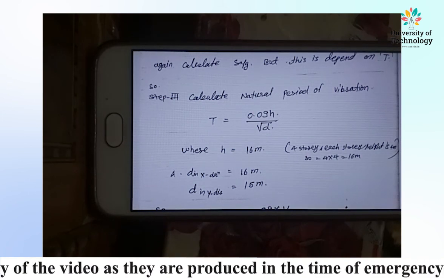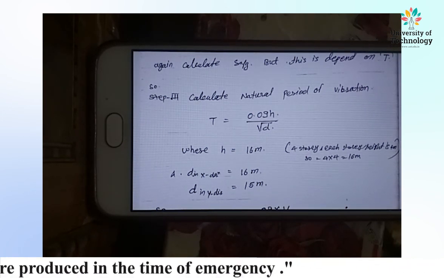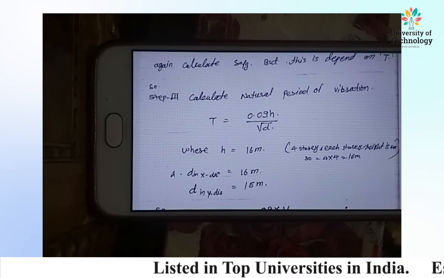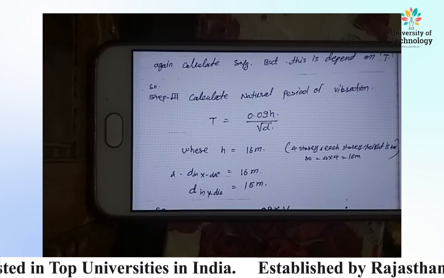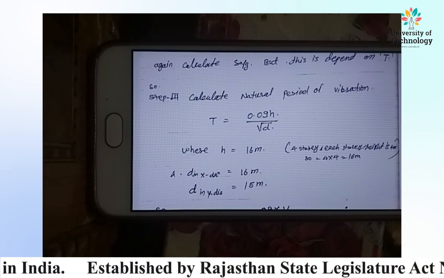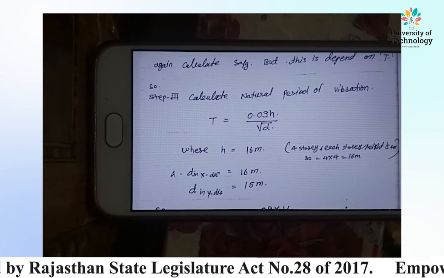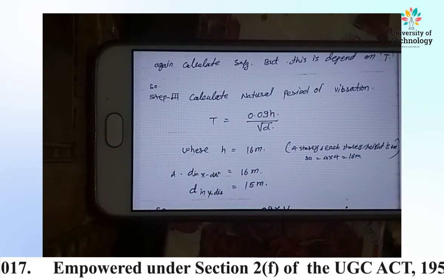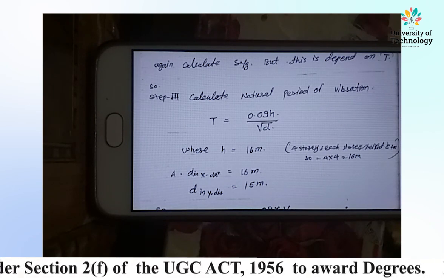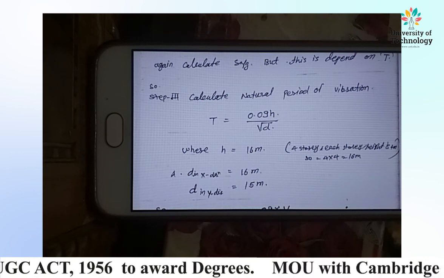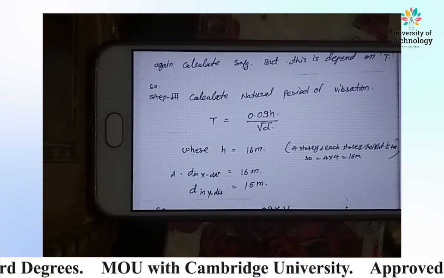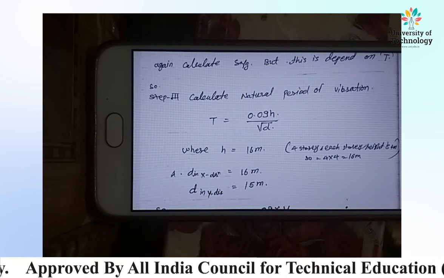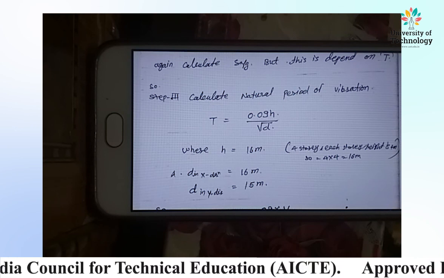So step third, calculation for natural period of vibration, that is capital T. The formula will be 0.09 H upon root D as per code provision, where H equals 16 meter, the total height of the building, because each story has 4 meter height, so 4 into 4 equals 16 meter. D in x direction equals 16 meter, and D in y direction equals 15 meter.